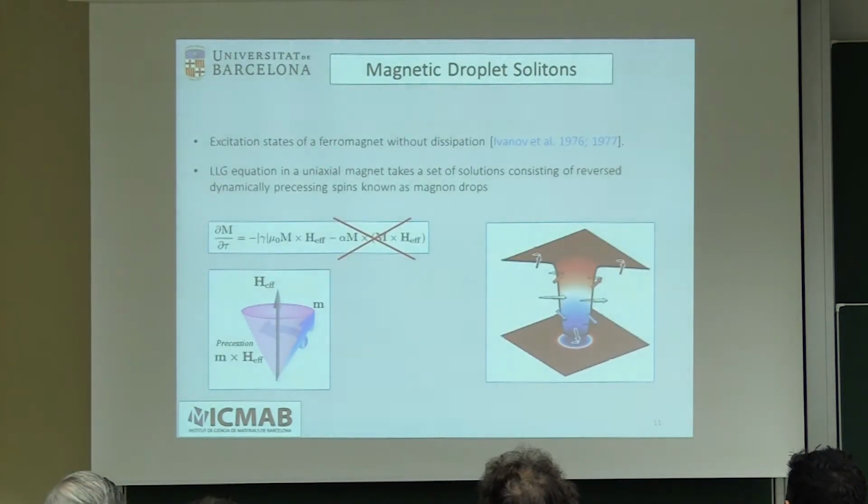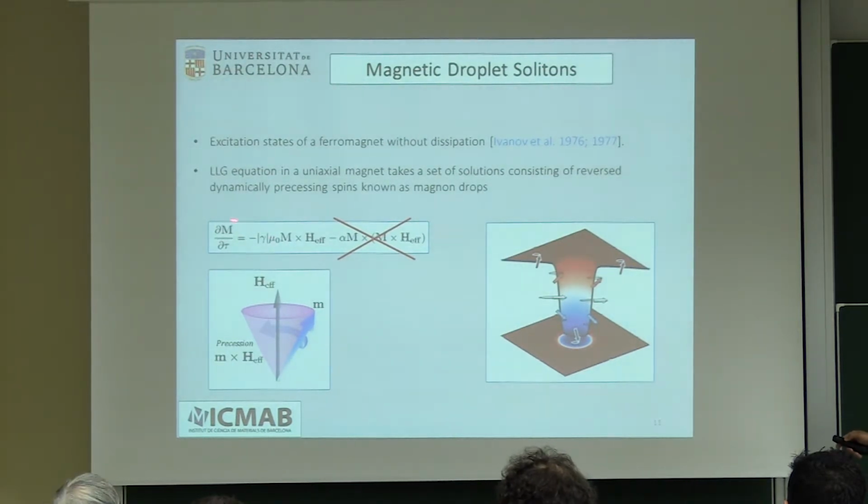So now I switch to solitons. These are a different kind of spin waves. You can call it kind of a condensate. It's just like spin waves that do not propagate in certain cases.